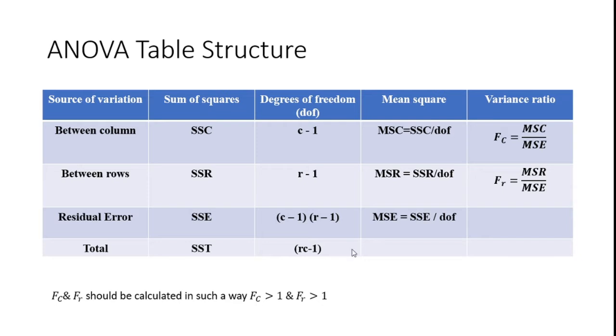The first column is known as the source of variance. The second is sum of squares. Third, degrees of freedom. Fourth, mean square. The fifth and final one is variance ratio. The sources of variation mean what variations are available between the columns, what variations are available between the rows, and then what residual error is available in our experiment.